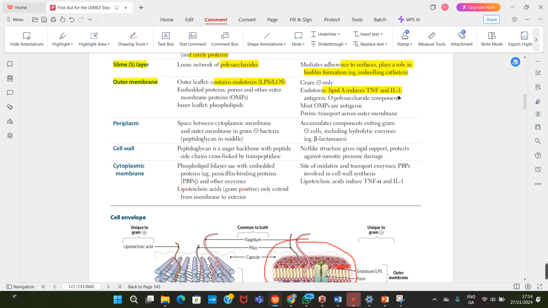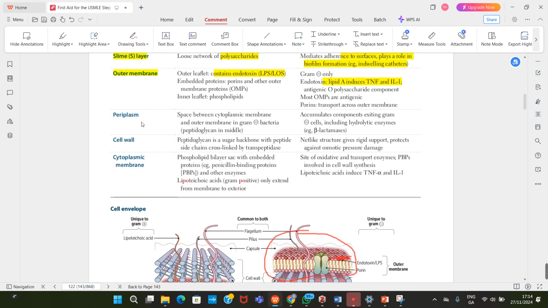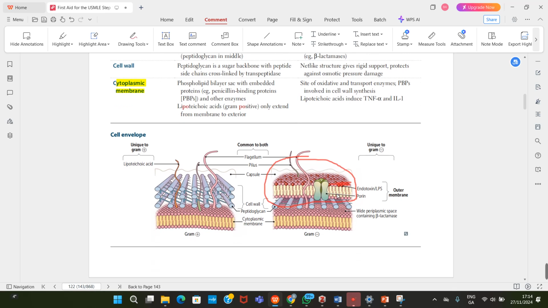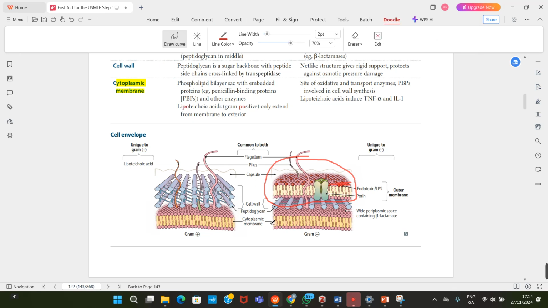We are going to talk about it. Now, moving on to the periplasm. The periplasm is a space between the outer membrane and the cytosolic membrane, or the cytoplasmic membrane. So this is the outer membrane here, this part I have circled. The next part, which is this part, is the cell membrane. The space in between them here is the periplasmic space.